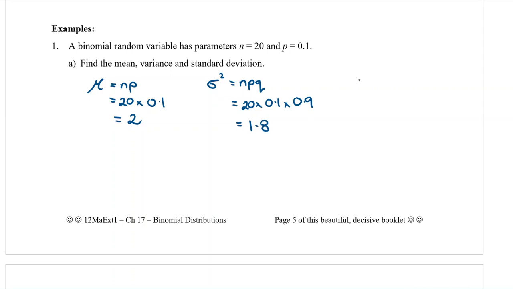To find the standard deviation, the complete formula is the square root of NPQ, but rather than calculate that again, since we've already found out what NPQ is, we just want to square root the 1.8. 1.341, something like that.